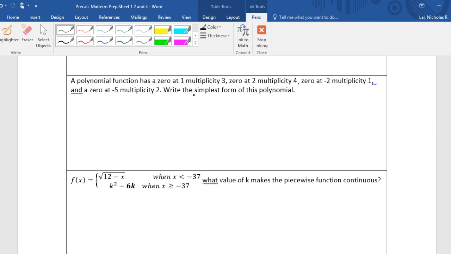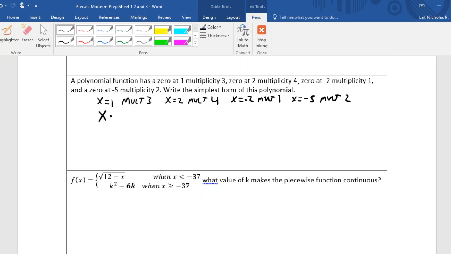The polynomial function has a 0 at 1, so our 0 is x equals 1, multiplicity 3, a 0 at 2, x equals 2, multiplicity 4, a 0 at negative 2, multiplicity 1, a 0 at negative 5, multiplicity 2. Okay, so now we have x.